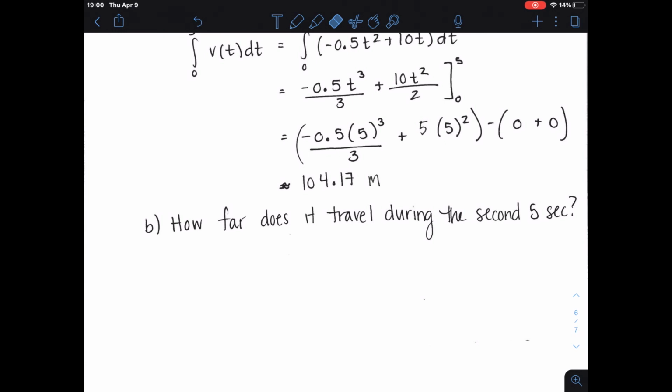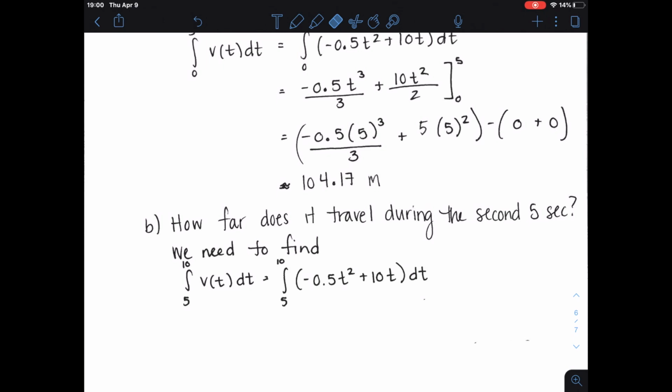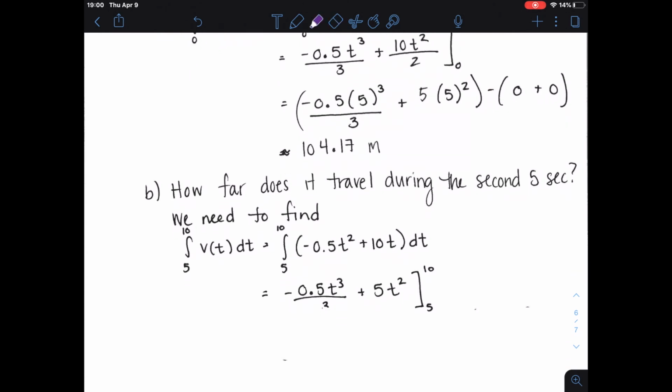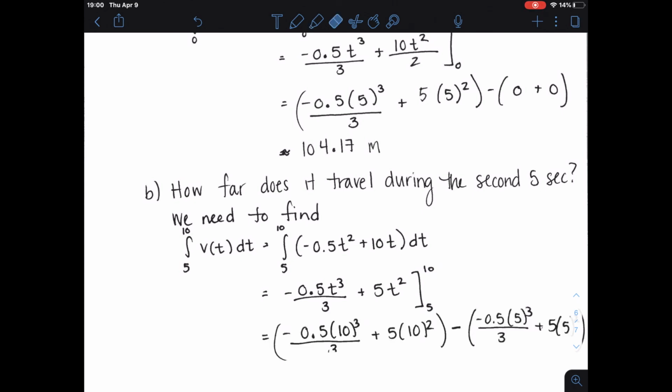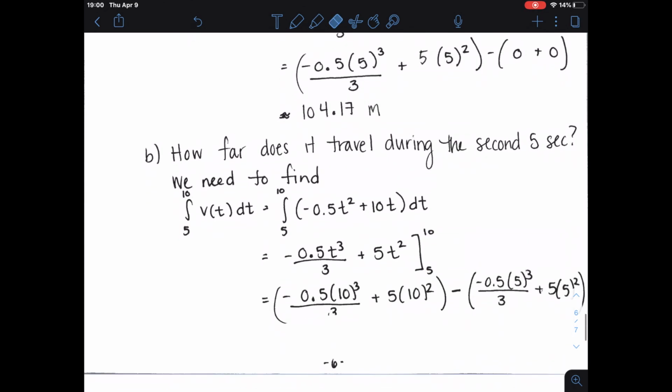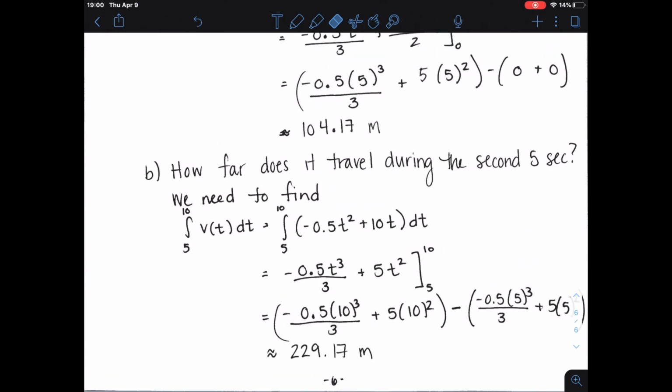Now, if we want to figure out how far it travels during the second 5 seconds, what we need to do is find the integral from 5 to 10. So this is my second group of exactly the same function. All that does is change the bounds we plug in; it doesn't change the antiderivative in the fundamental theorem. So you plug in 10 first, subtract plugging in 5, and if you go through and plug it into your calculator, you're going to see that during the second 5 seconds, it'll travel around 229.17 meters.